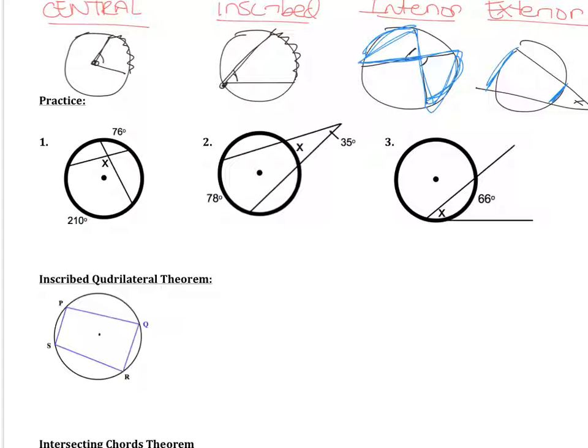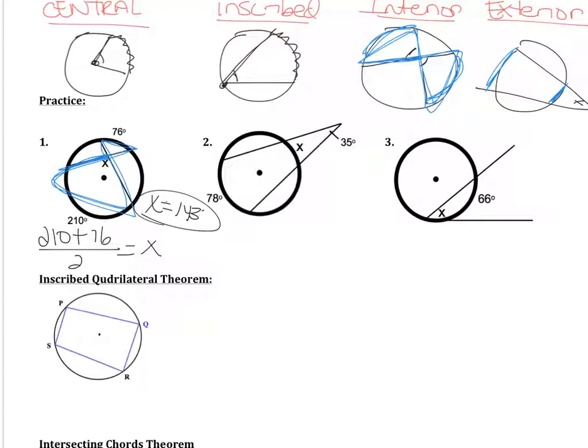Alright, so looking at this one, X, what kind of angle is it? Is it central, inscribed, interior, exterior? Well, it's an interior angle, so I'm going to draw my bow tie. So my bow tie goes like this. So, what's it going to look like? I'm going to do 210 plus 76 divided by 2 equals X. So 210 plus 76 divided by 2, I get 143. So X is 143 degrees.